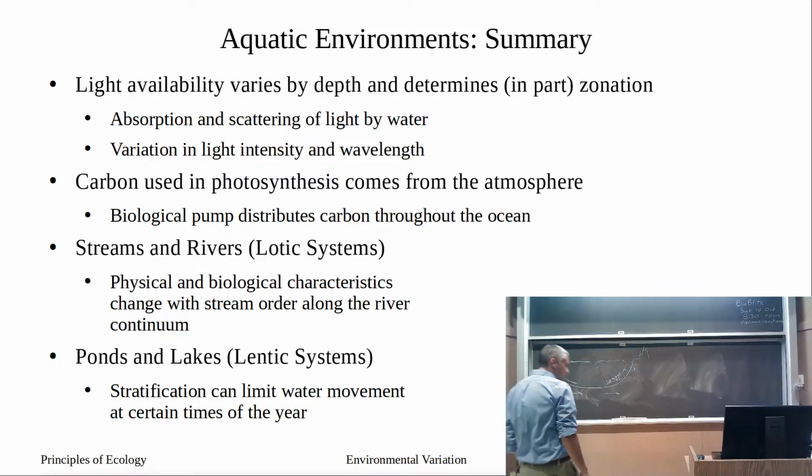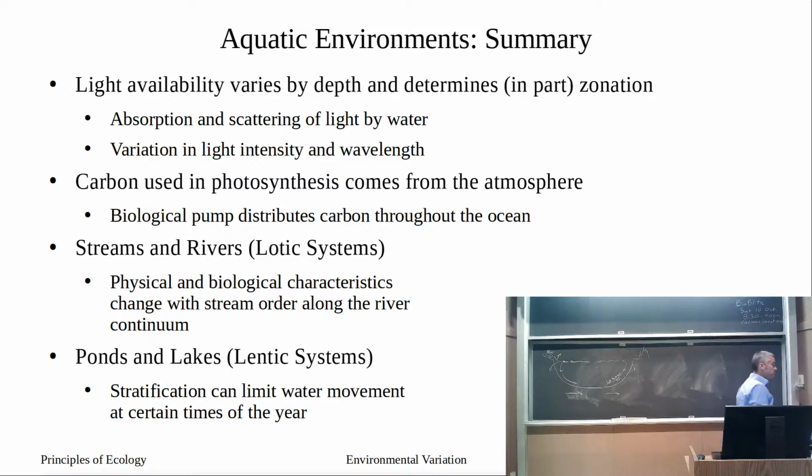Streams and rivers are our lotic system. They are defined based on the water flow, all right? And their communities vary based on stream order. So as we go from a small headwater stream to a large meandering river, our physical and biological characteristics will change. And it's tied to those organic particles, coarse particulates versus fine particulates, as well as what type of primary production and amount of primary production occurs along that continuum.